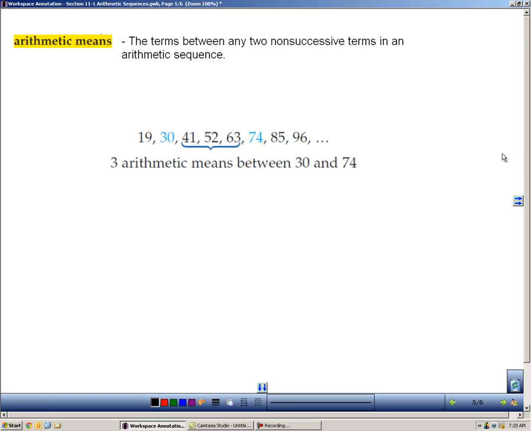Here we're going to look at something called arithmetic means, and those are the terms that are between any two non-successive terms in an arithmetic sequence. Non-successive means they're not right next to each other. So down here in this example, you'll see that if I want 3 arithmetic means between 30 and 74, that means I want to know the 3 values of the sequence that come between 30 and 74. Those are called the means.